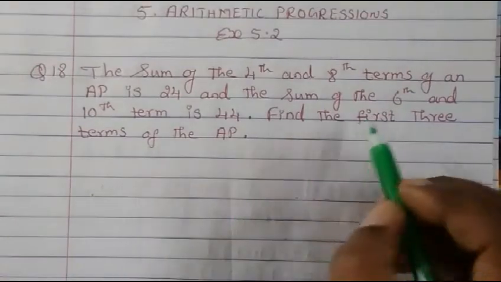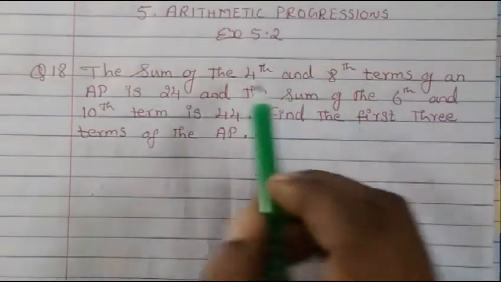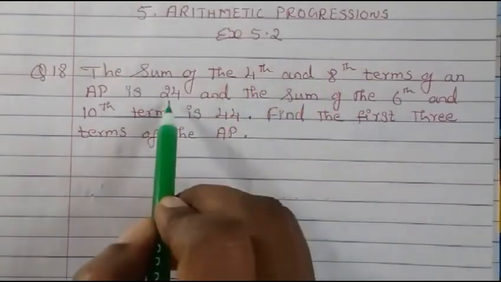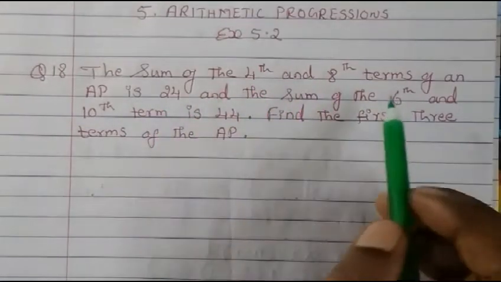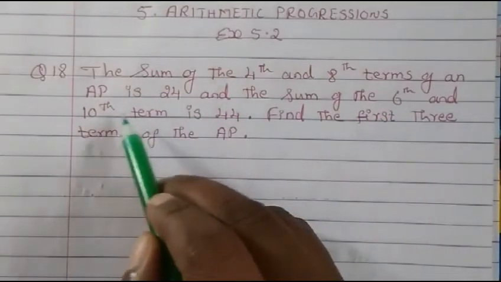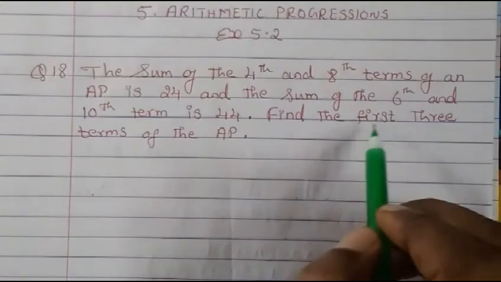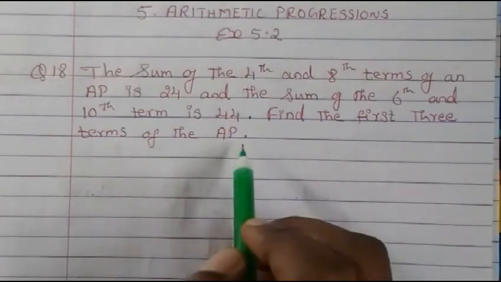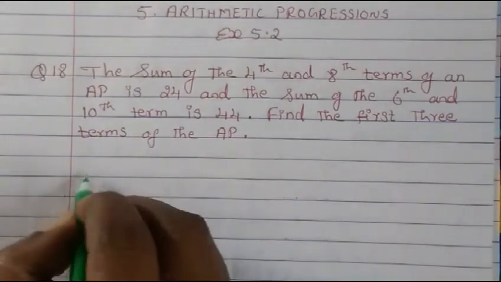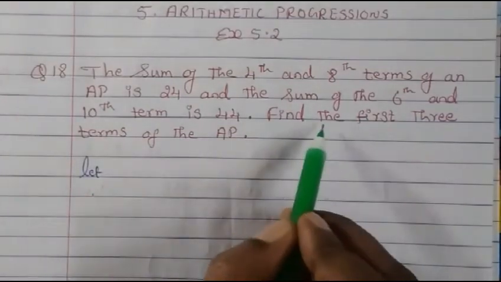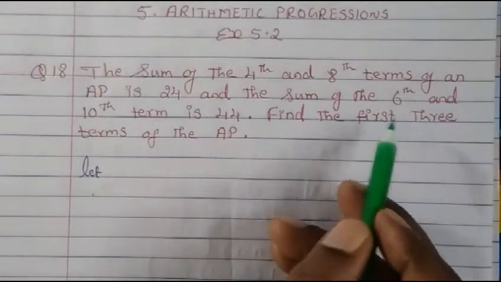So what we have to find out, there is an AP in whose 4th and 8th terms together will be 24, and then the 6th and the 10th when we sum up will be 44. We have to find the first 3 terms of the AP. So A value is not given to us because we have to find the first 3 terms. We have to find out A, we have to find out D.